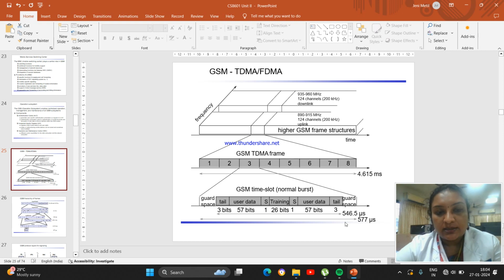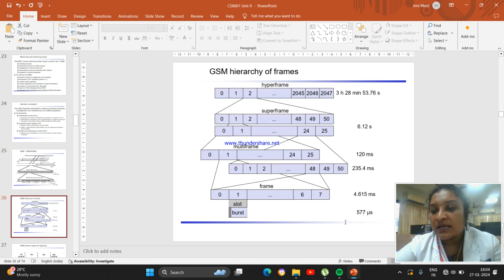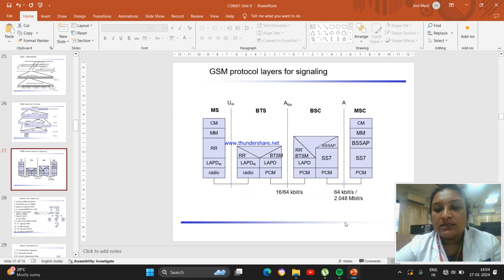This is the GSM TDMA and FDMA flowchart. And also this is the hierarchy of the frame, how it has been framed, and these are the protocols for signaling.